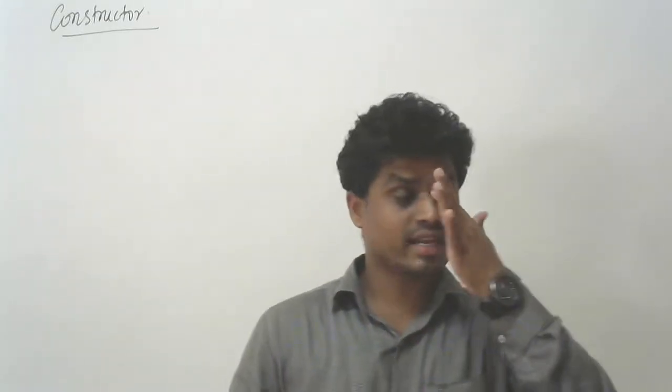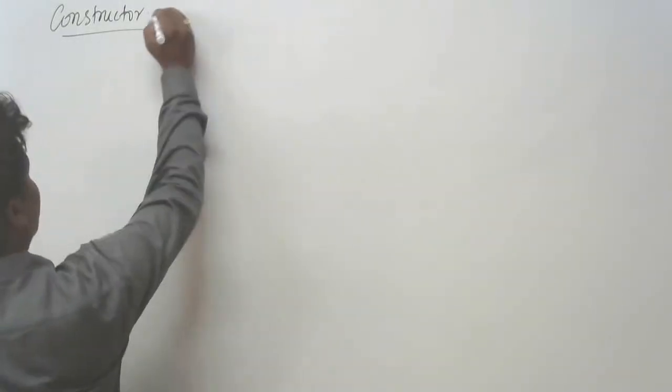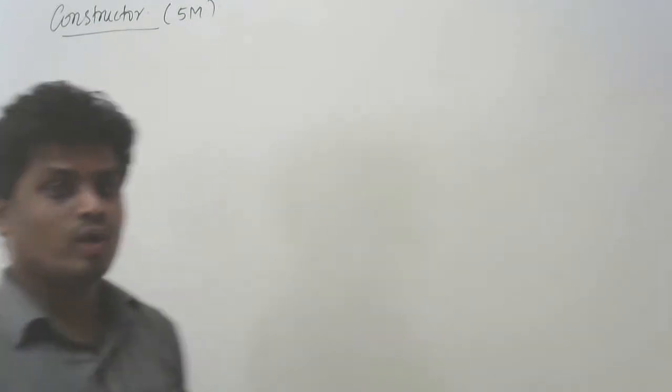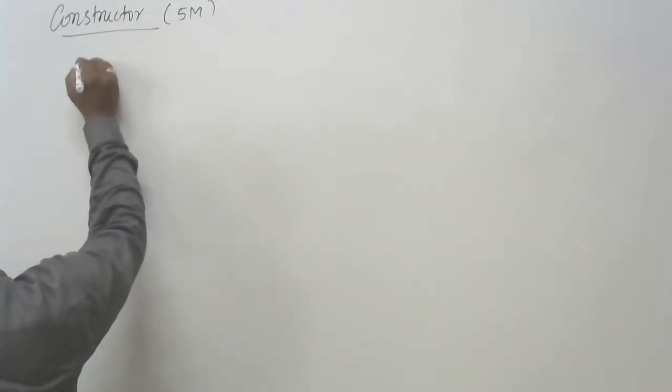This is a very important concept in programming where the user can directly initialize the value, and a constructor can be defined in different manners. One is the default constructor, another is the parameter constructor, and the third is the copy constructor. We'll see the definition and its characteristics. This question is very important for 5 marks, and they may also ask the definition of constructor for 1 mark. We'll see the definition first.